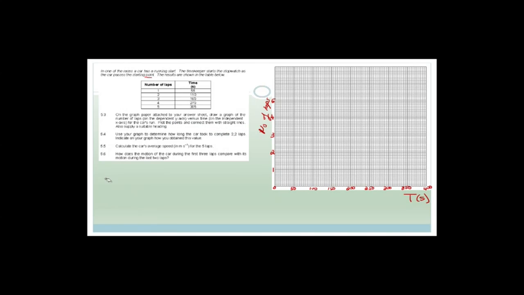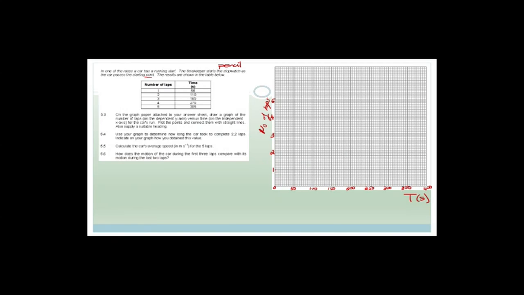Okay, so that's a bit different. And then it says also supply a suitable heading, which we'll do in a bit. But do you see that what we are looking at is a graph, and what you really need to do is remember to draw it in pencil in case we make a mistake.